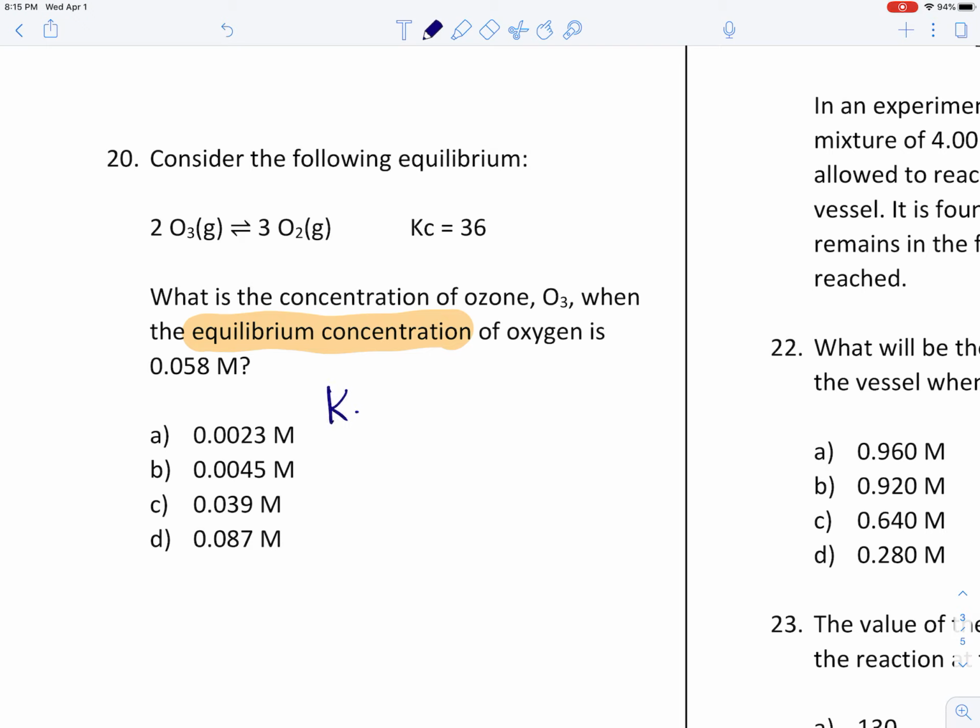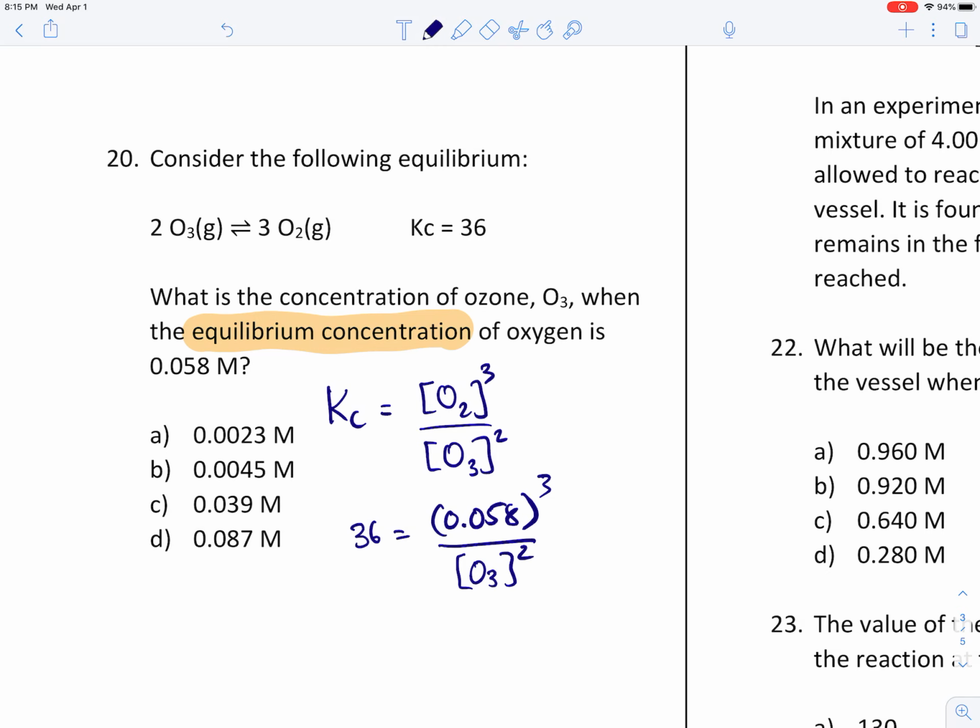So this is simply setting up the Kc expression. So Kc is concentration of oxygen cubed over the concentration of ozone squared. And we know 2 out of the 3 things in this expression. The Kc is 36, and the oxygen we were given. So the oxygen is 0.058 molarity cubed divided by the ozone, which is what we're trying to find.